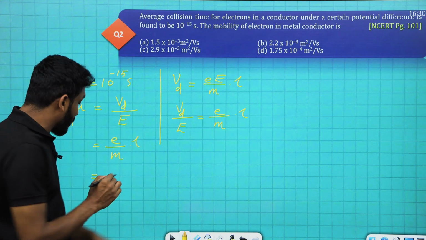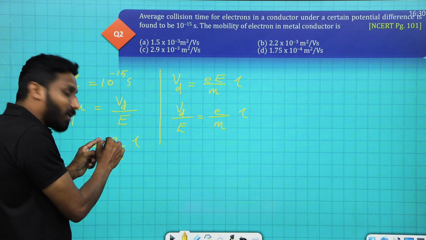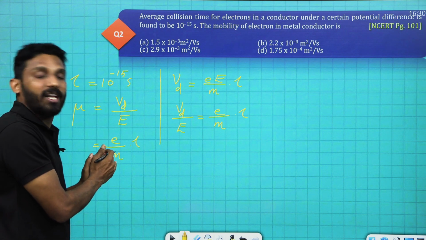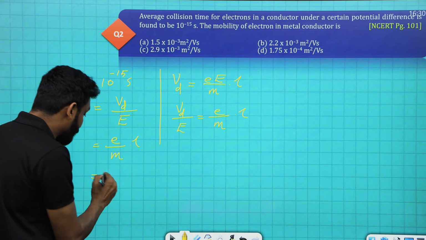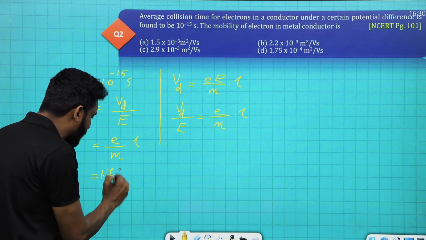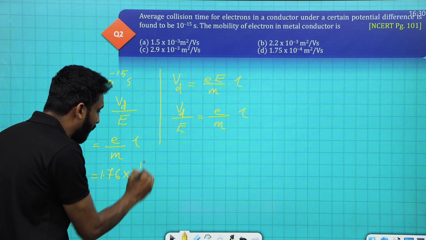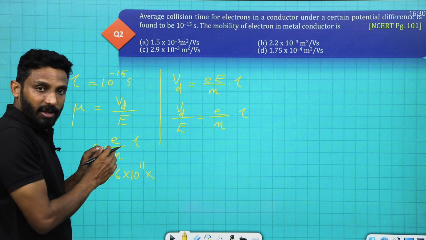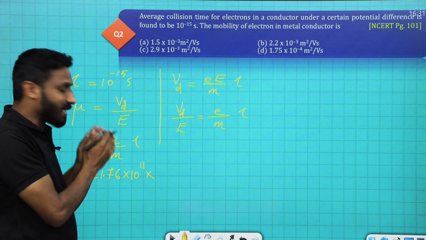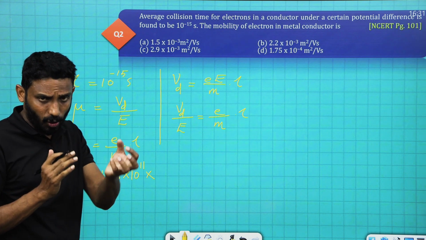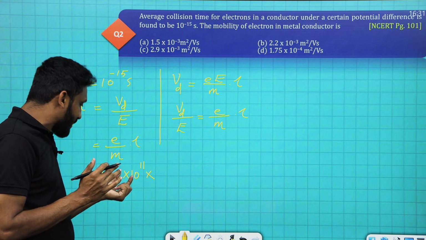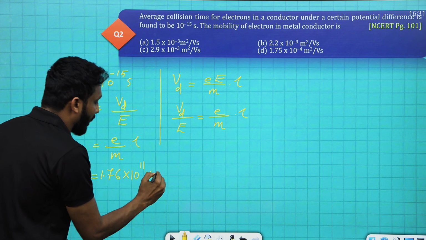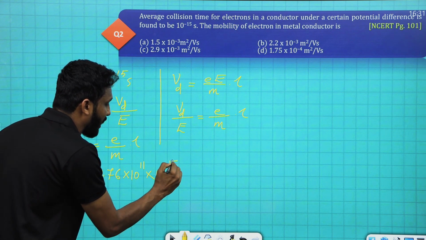We have to study it as, actually, this is 1.6 into 10 power minus 19 divided by 9.1 into 10 power minus 31. We get 1.76 into 10 power 11. You just learn this e by m by heart. That is, the charge to mass ratio of the electron is 1.76 into 10 power 11, into tau, which is given in the question as 10 power minus 15.